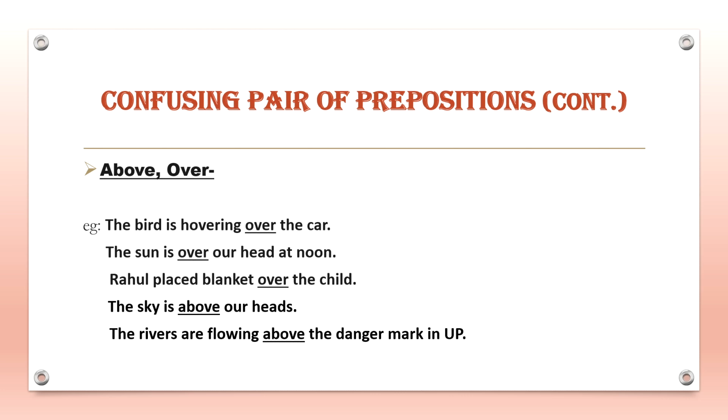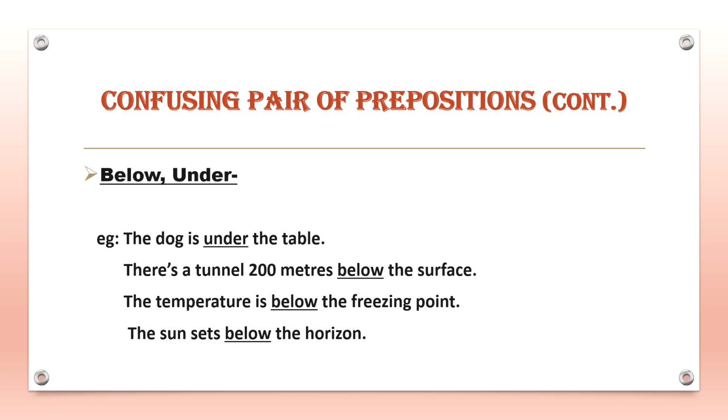The bird is hovering over the car. The sun is over our head at noon. Rahul placed blanket over the child. So, here over is used to cover the child. Next, the sky is above our heads. Next sentence, the rivers are flowing above the danger mark in UP. Now, moving on, next is below and under.